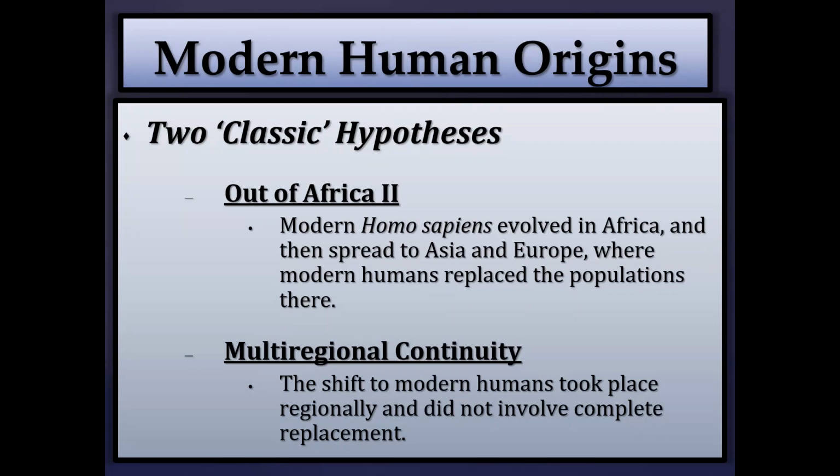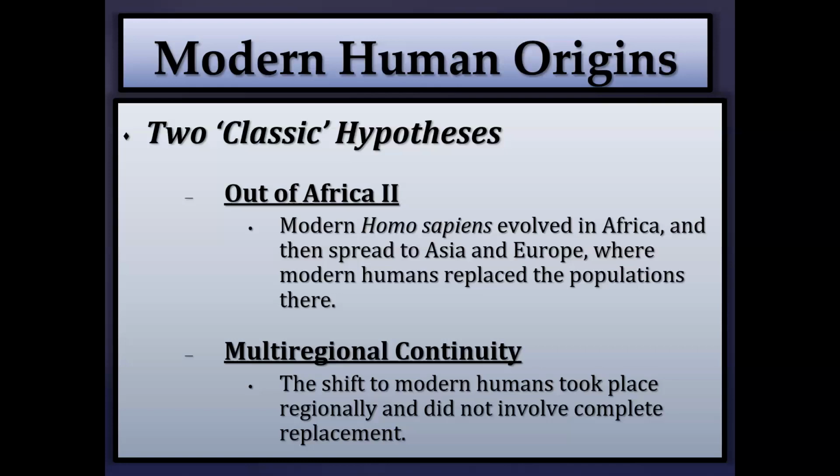The other classic model is what we call the multi-regional continuity model. This model states essentially that the shift to modern humans took place regionally and did not involve complete replacement. Essentially, this one states that Homo erectus left Africa approximately 1.8 million years ago and spread across the rest of the old world, and then that transition to anatomically modern Homo sapiens took place gradually and regionally, and involved a lot of interbreeding, a lot of admixture of genes, a lot of gene flow. So that transition to modern Homo sapiens took place regionally and did not involve complete replacement, okay?